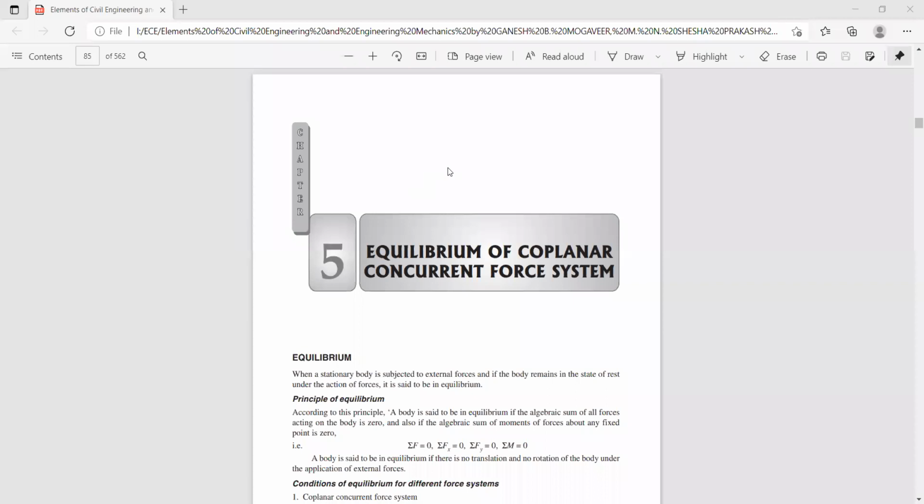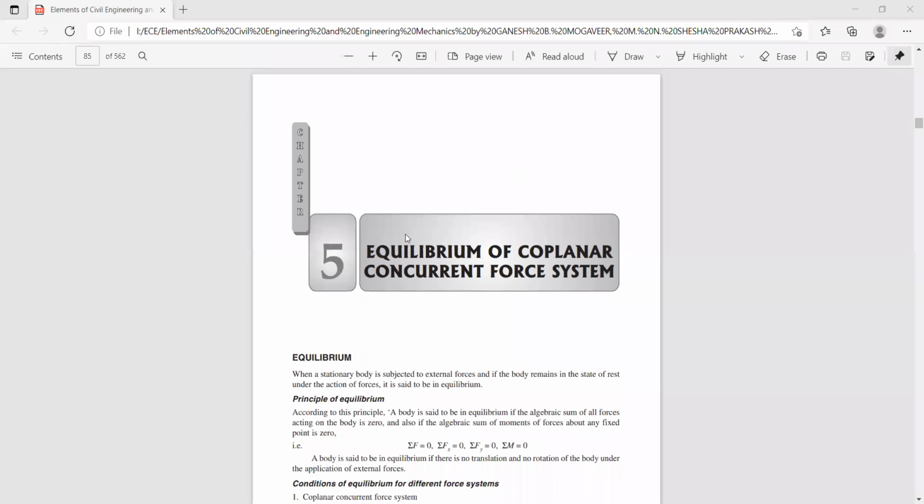So this condition is satisfied only when the resultant of all the forces acting on the body must be equal to 0. So when the resultant of all the forces acting on the body is 0, then the body is said to be under equilibrium condition. And the body may be subjected to a coplanar concurrent force system, where you need to calculate the sum of horizontal components, sum of vertical components, and thereby calculate the magnitude and direction of the resultant.